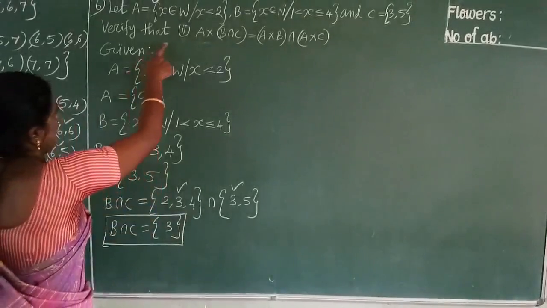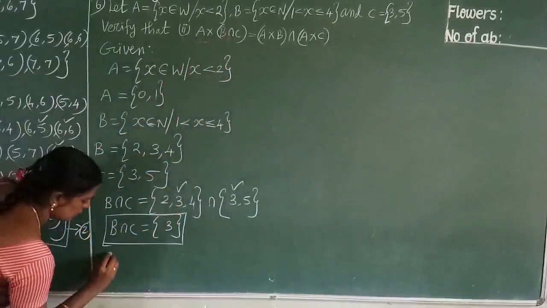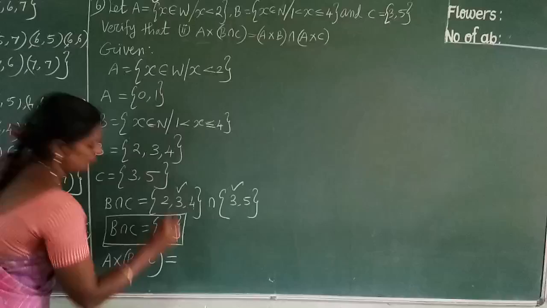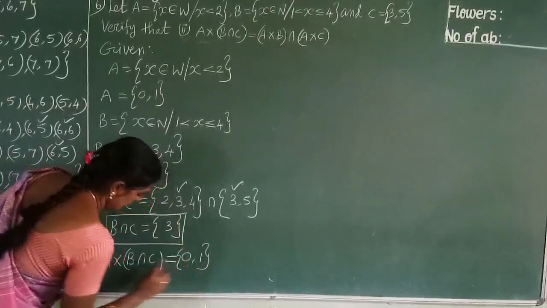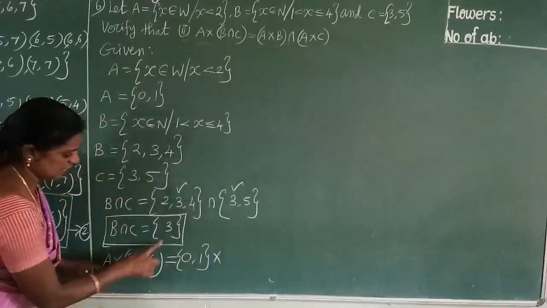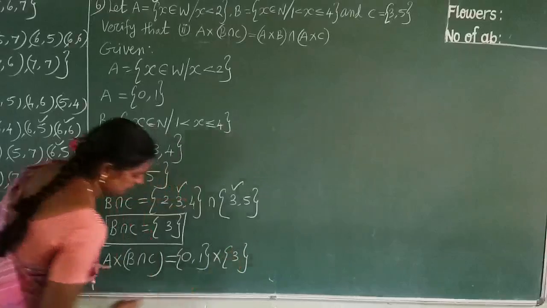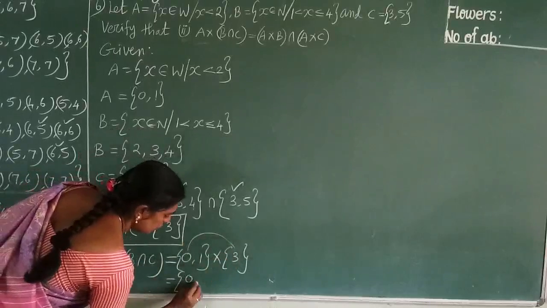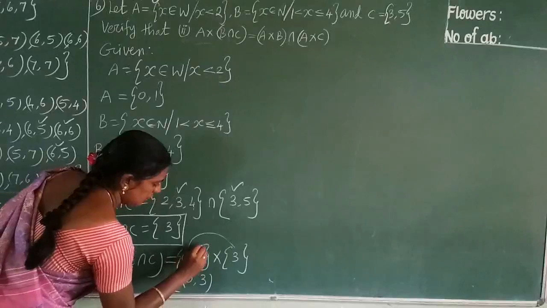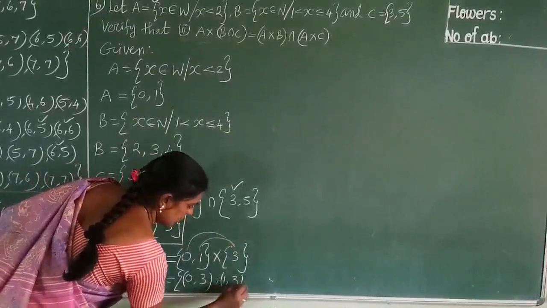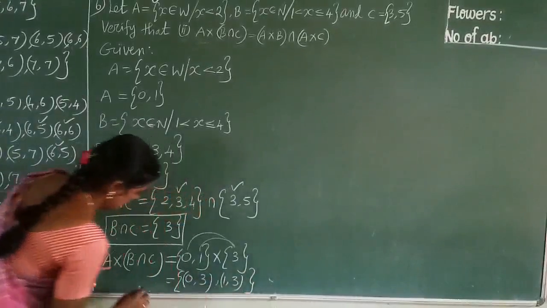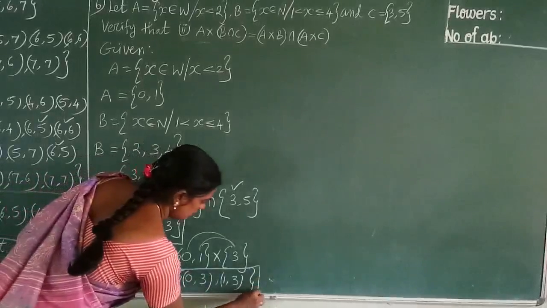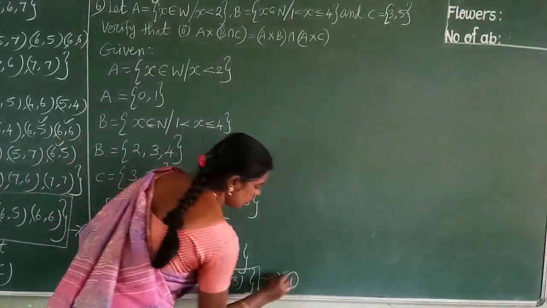Next we find A cross (B intersection C). So A cross (B intersection C) is equal to A answer 0, 1 cross (B intersection C) answer 3. So what is the answer? Here we take first element 0, 3. So 0, 3 and then next 1, 3. So that's all. That is the A cross (B intersection C) answer. That is equation number 1.